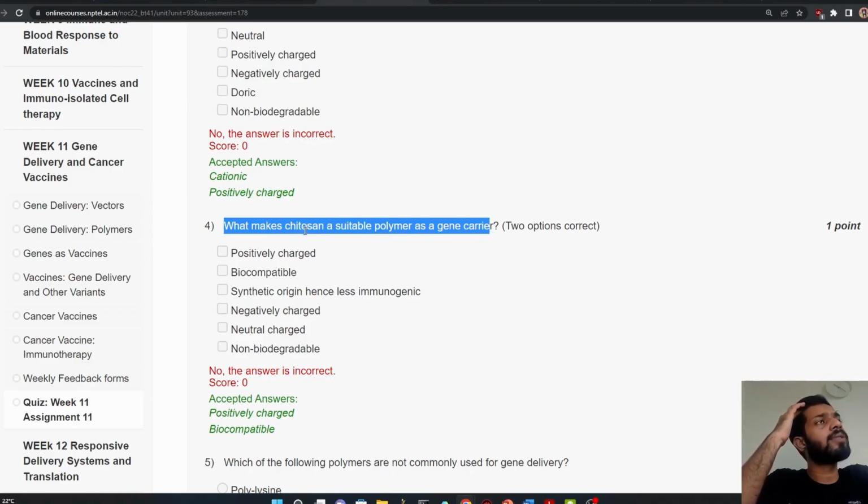The options read: positively charged, biocompatible, synthetic origin hence less immunogenic, negatively charged, neutral charged, or non-biodegradable. So chitosan, the main reason it's suitable as a gene carrier is because it's positively charged, and also it's biocompatible because it's not something that's synthetic, right? It's a naturally occurring polymer, and it's biocompatible. It does not cause toxicity to mammalian systems.